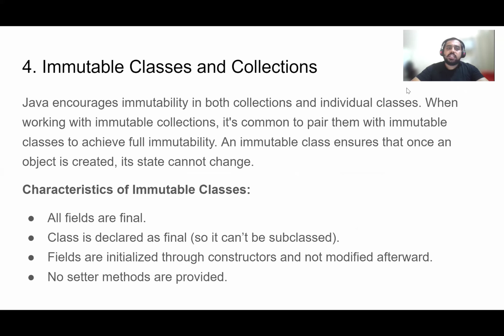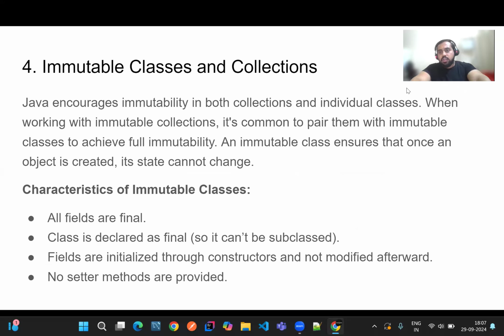So let's see what immutable classes and collections are. Not only our collections, we can apply this immutable concept to our classes too. We can make our classes themselves immutable. Java encourages immutability in both collections and individual classes. When working with an immutable collection, it's best practice to make our class itself immutable, to achieve full immutability.